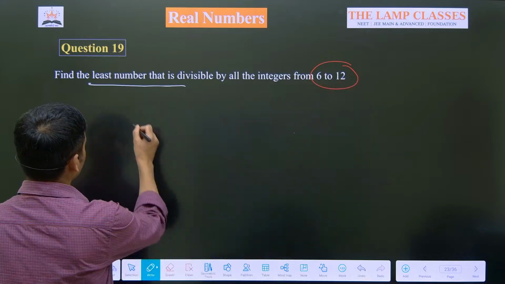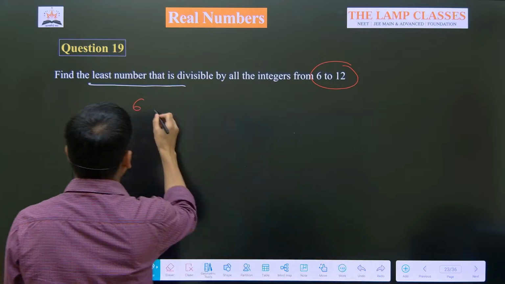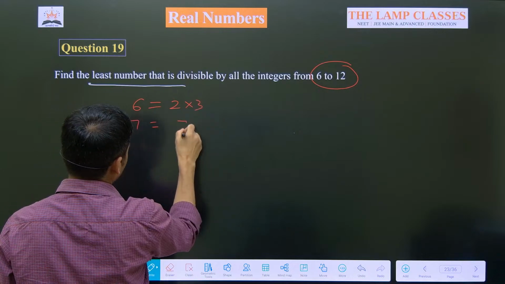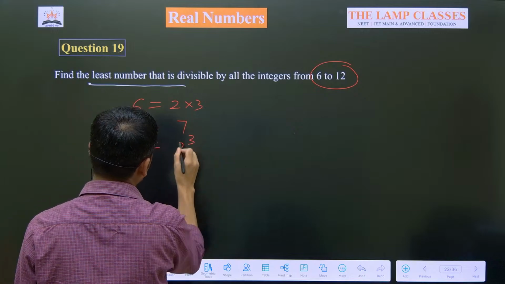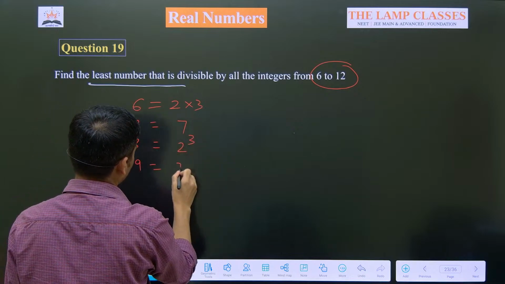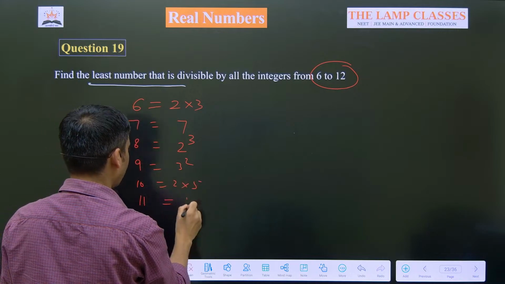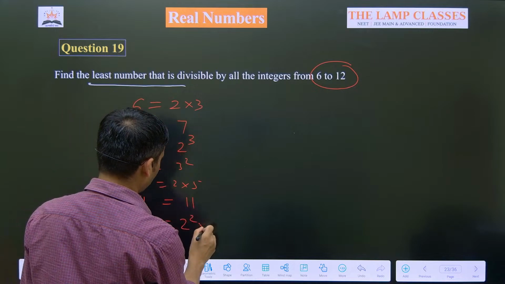Are you getting? So the numbers are 6. If you do the prime factorization, it is 2 into 3 only. 7 will be just 7, no need to do anything there. 8 is 2 cube. 9 is 3 square. 10 is 2 into 5. 11 is 11 only, right? It's a prime number. And 12 is 2 raised to 2 into 3.